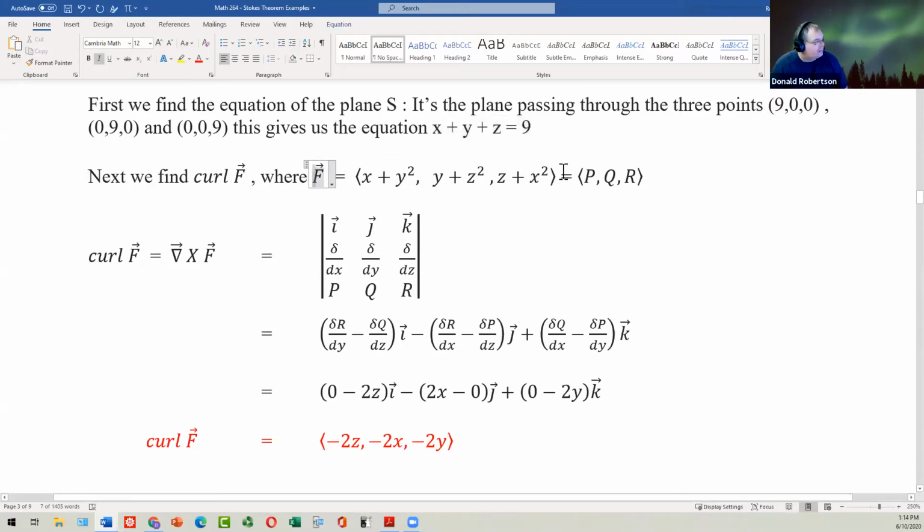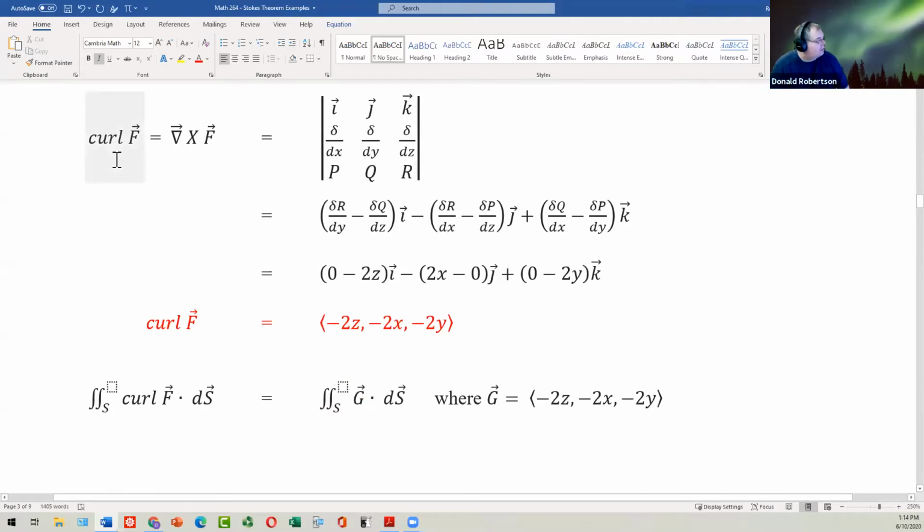Now, F is given by this. I'm going to call the first one P, the second one Q, and the third one R. So far, so good. Now, to get the curl of F, you basically do i, j, k, then the partial derivatives, and then P, Q, R, right? It's this cross product. If you cover the first column up, you get these terms. You cover the middle one up, you get these 2. And you cover the last one up, you get these 2.